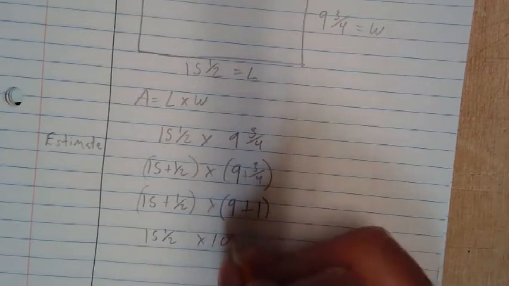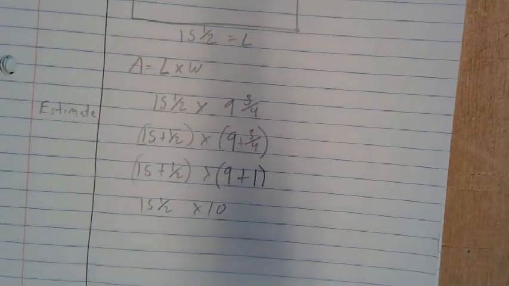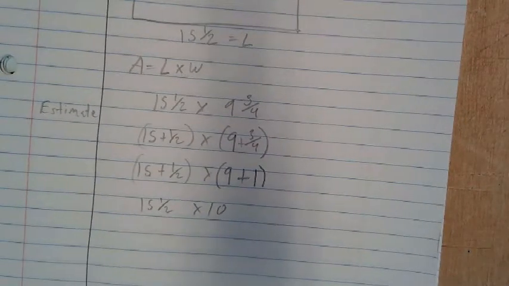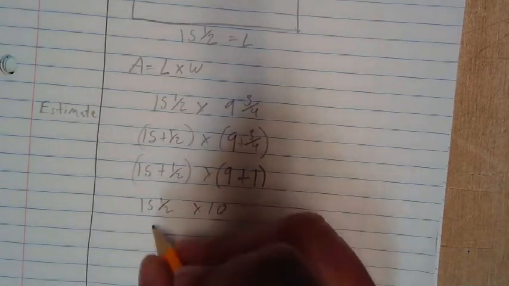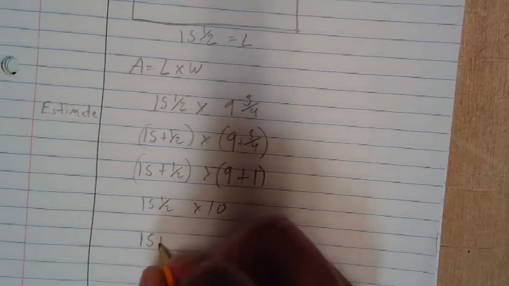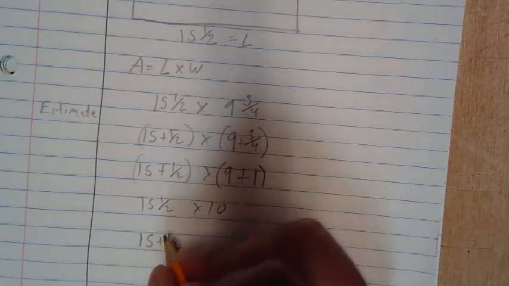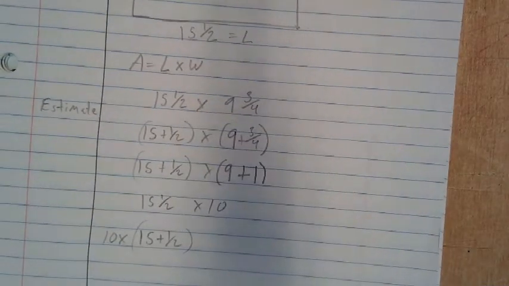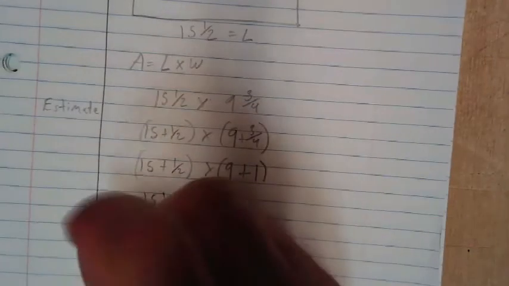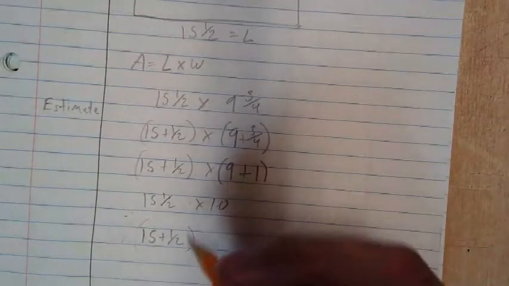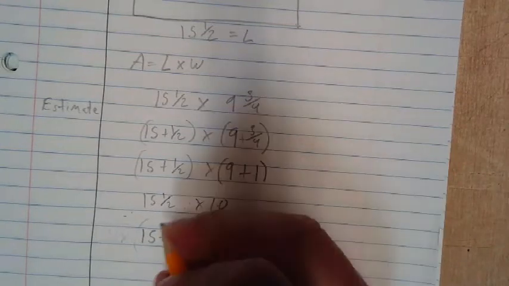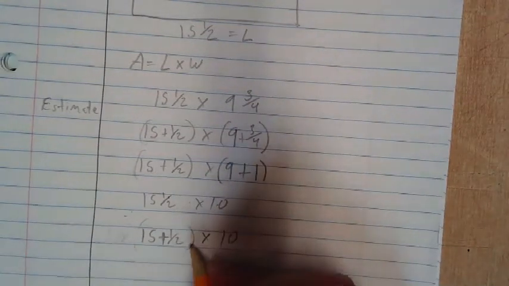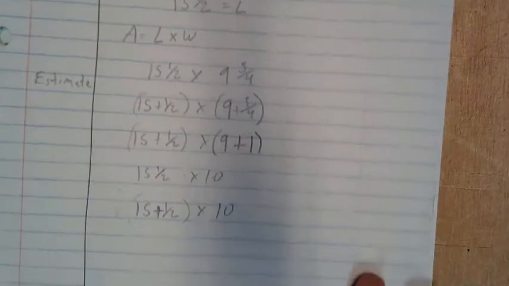15.5 times 10. You're like, what is he doing again? In my head, I like the whole numbers first. But you know what? Let's just work with what we have. I don't want you guys getting all confused. So we have 15 and a half times 10.